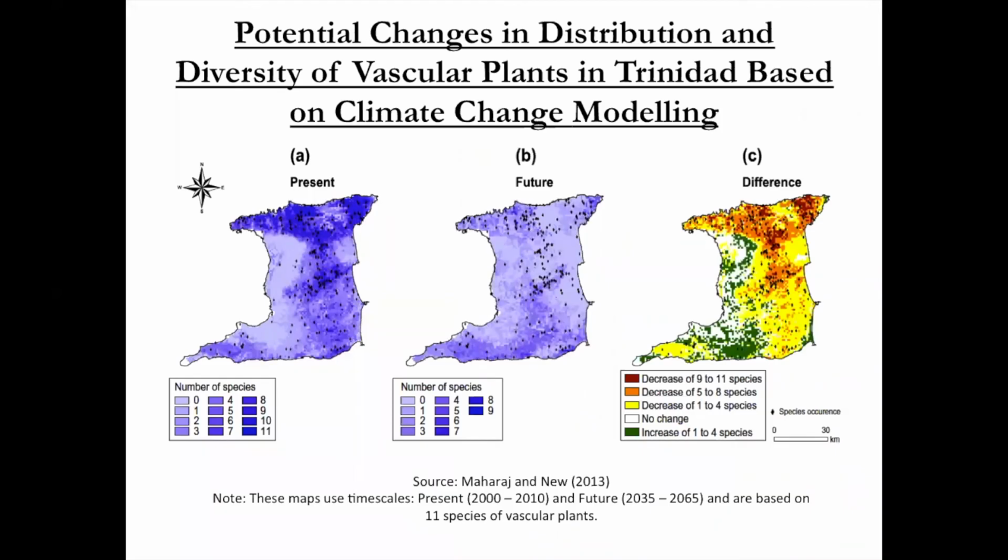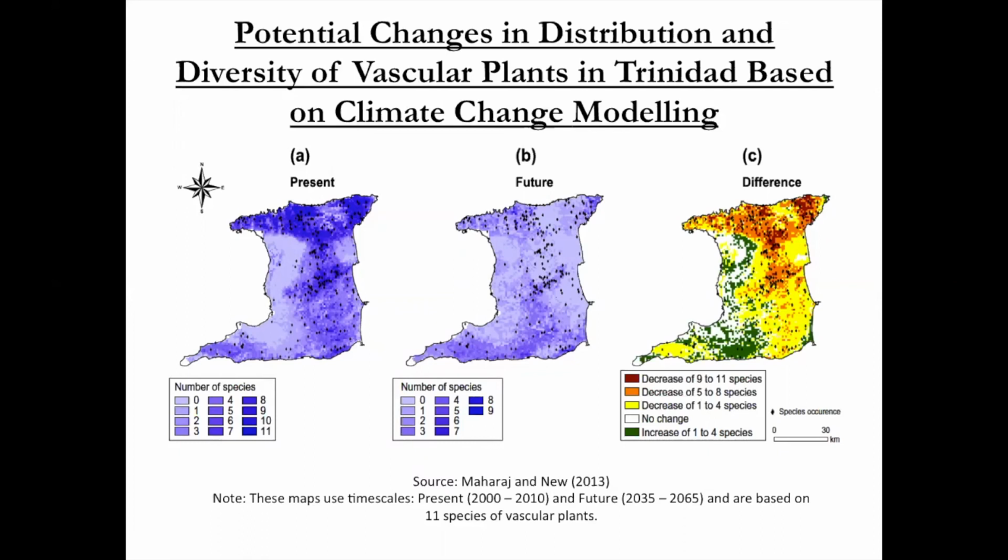These maps are from a different project led by the University of the West Indies. The project was known as García. And what these maps show is the change in distribution of vascular plants across Trinidad based on climate modeling. And what the scientists did here was that they used the IPCC AR5 models and they downscaled the temperature and rainfall data for Trinidad.